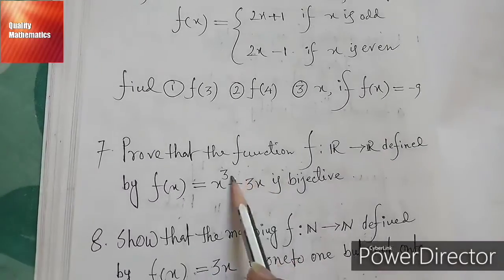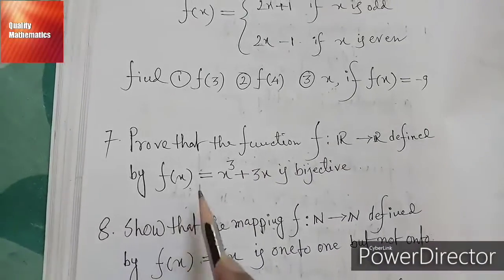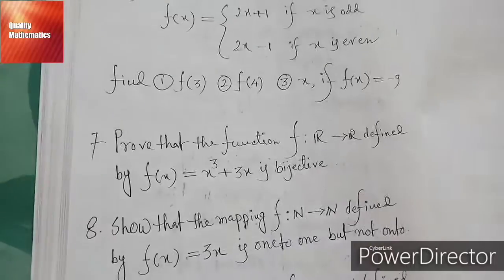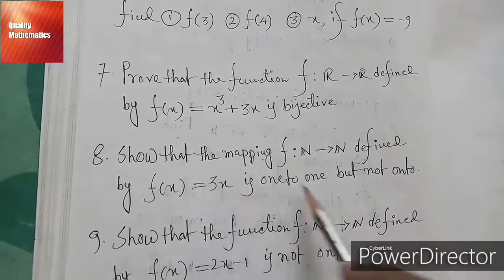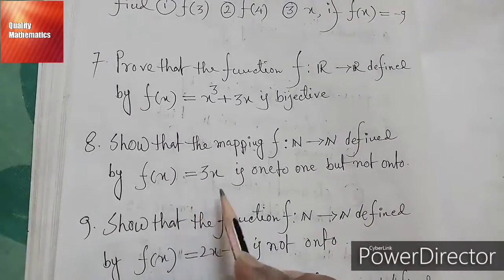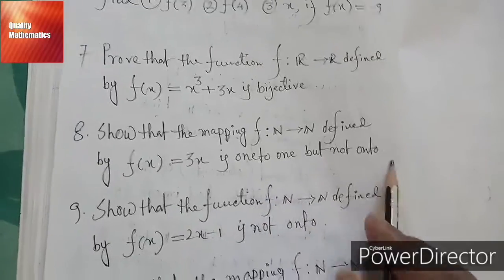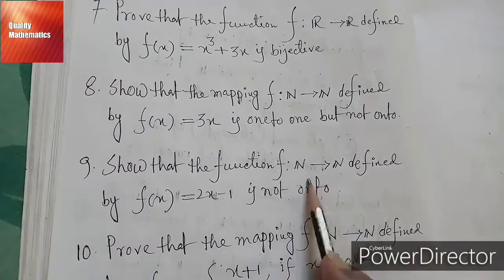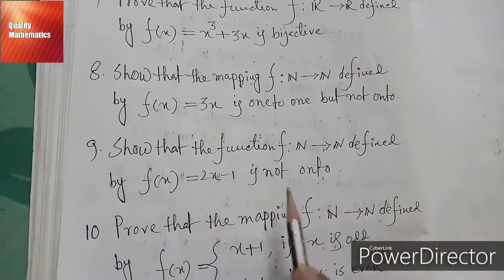Problem number 7, prove that the function f from R to R defined by f(x) equal to x cube plus 3x is bijective. Next question, show that the mapping f from N to N defined by f(x) equal to 3x is one-to-one but not onto. Show that the function f from N to N defined by f(x) equal to 2x minus 1 is not onto.